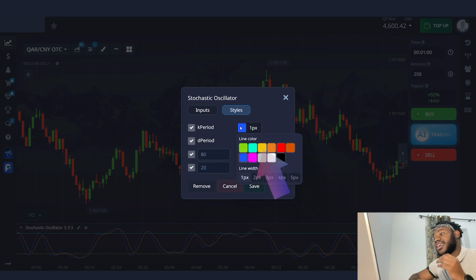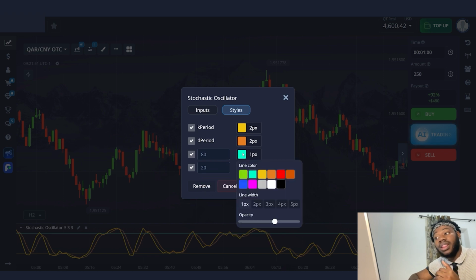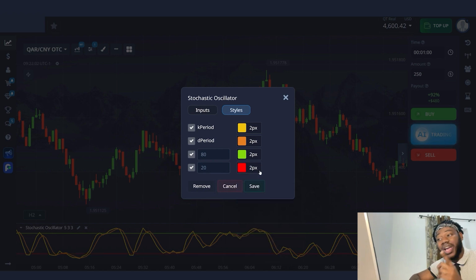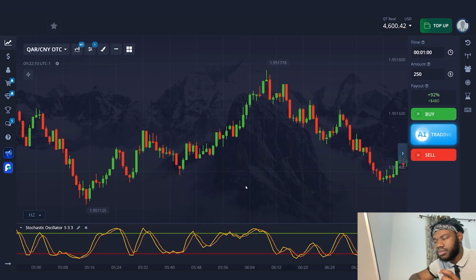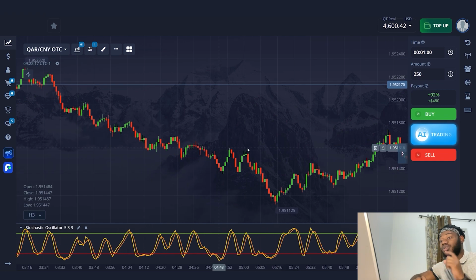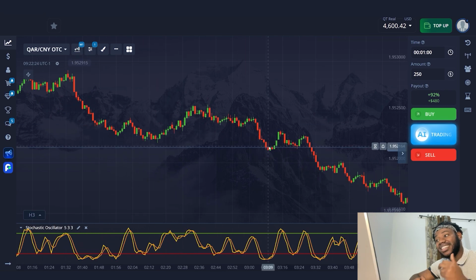In the style settings, I will turn the K period line yellow and increase the thickness. I will also make the D period line thicker. Level 80 will be green, level 20 will be red, and I will also increase the thickness of the lines. Make sure you have the same. This completes the settings. Now I will start the session and tell you in detail about everything. Watch the video to the end. I think you will be interested in this strategy.